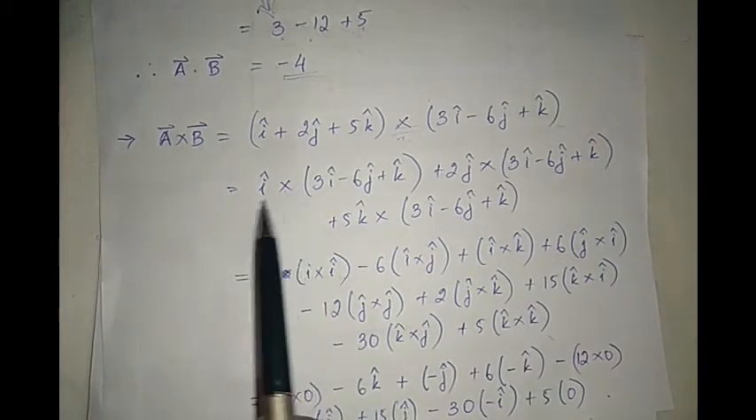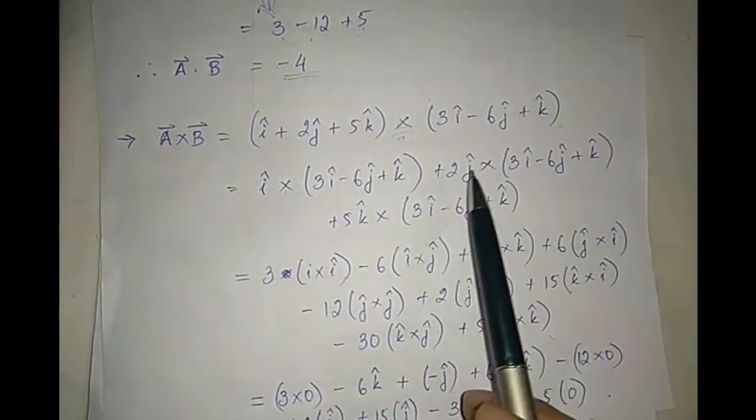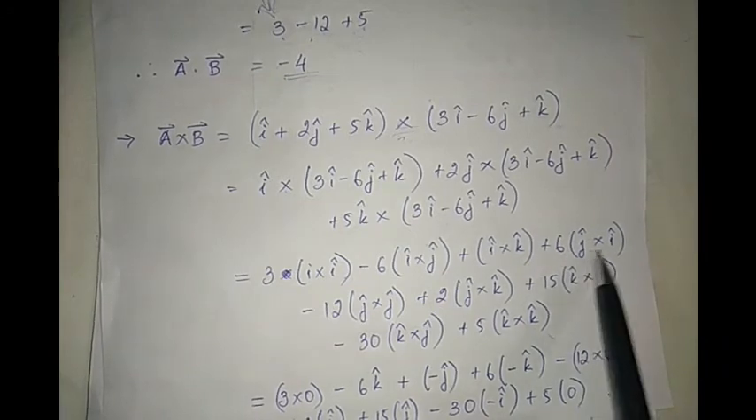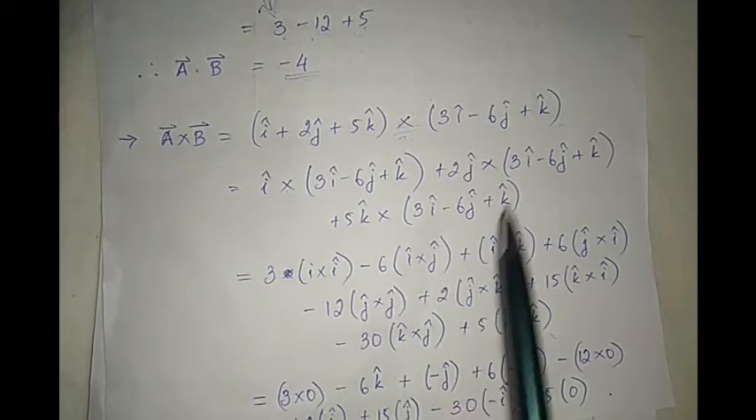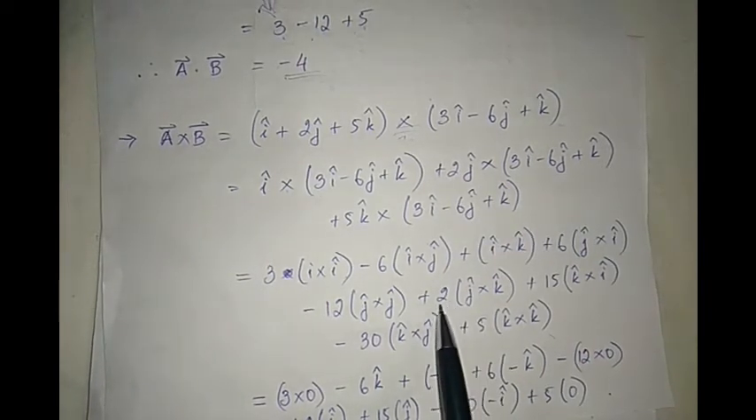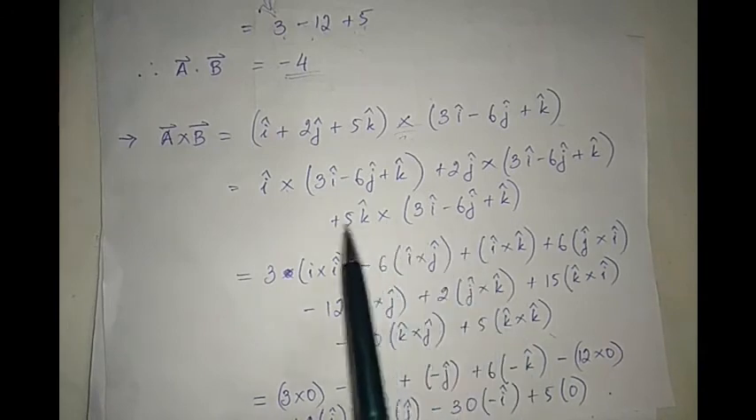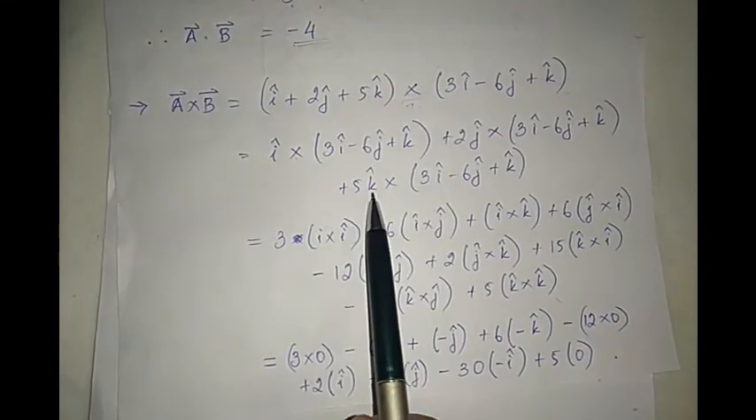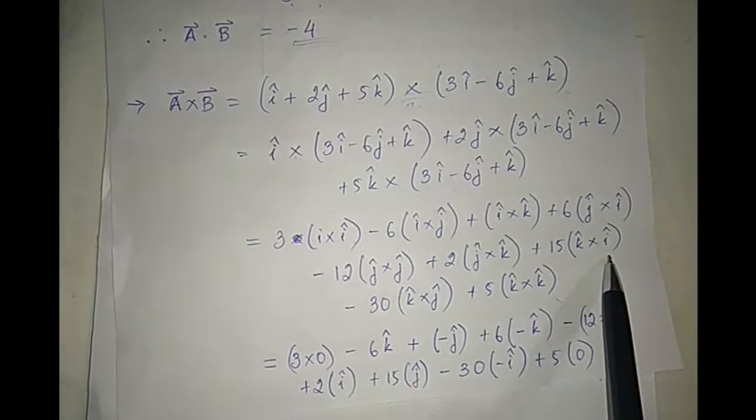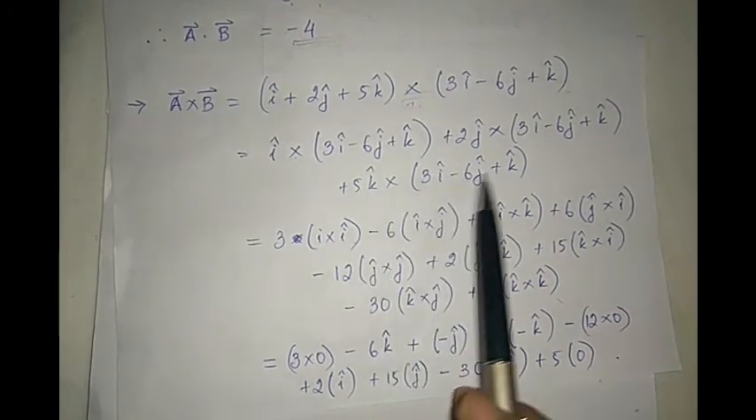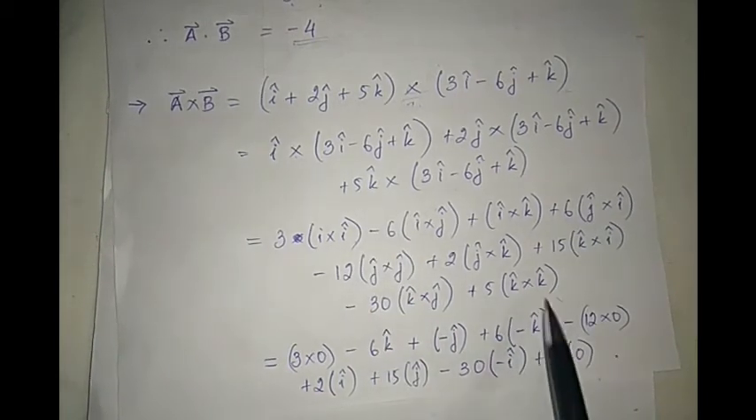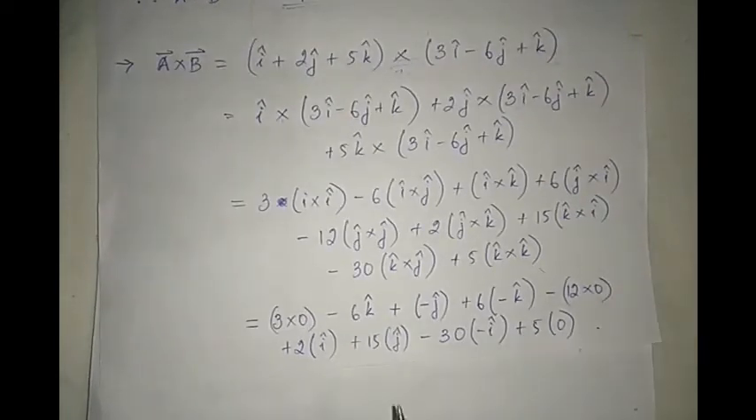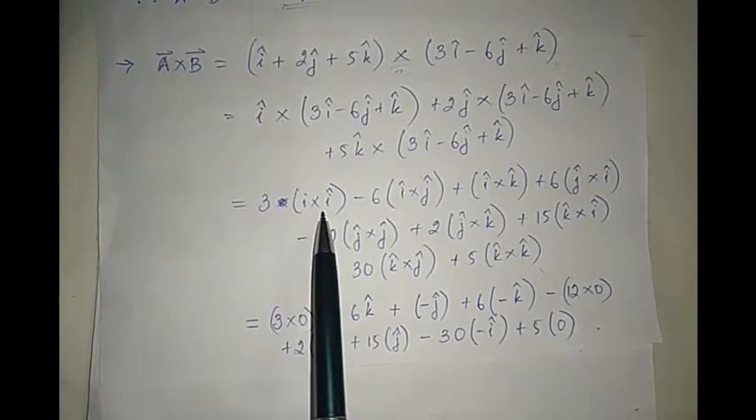So this we are done with the first term. Then comes the second term. 2 into 3 is 6, j cross i, minus 12 j cross j, plus 2 j cross k. Then we come to the third term. 15k cross i, minus 30k cross j, plus 5k cross k. Now we know i cross i, j cross j, k cross k is 0, remember.